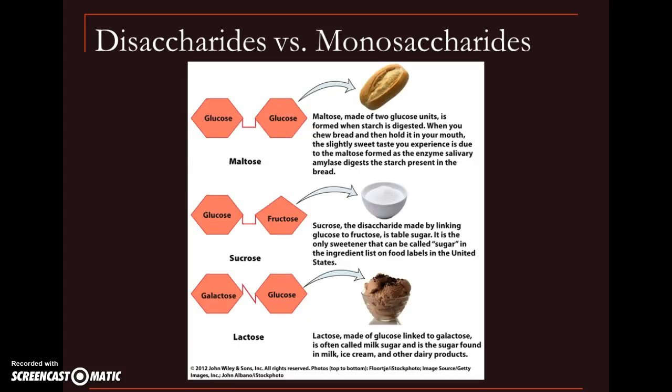So now we have our disaccharides. If you add a glucose to any monosaccharide, you make a disaccharide. There are three of those. Glucose plus glucose equals maltose.